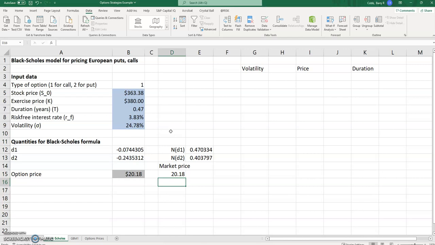And the value of doing this is that we ought to be able to move forward and use this volatility to price other option strategies.